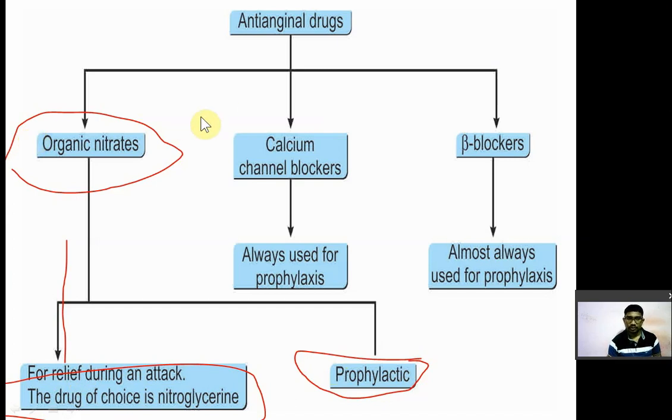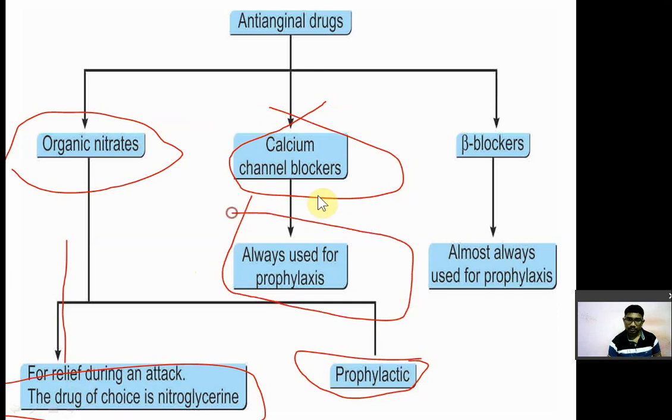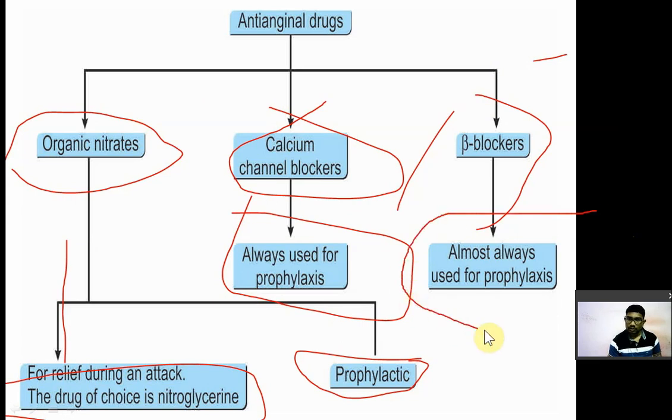Now the second class is calcium channel blockers. Calcium channel blockers are used for prophylaxis only. They are not used for treatment. Now the third class of drug is the beta blockers. Beta blockers are also always used for prophylaxis, and sometimes they are used for treatment. So these are the drugs.